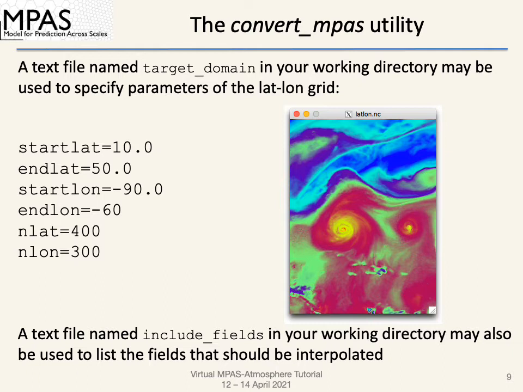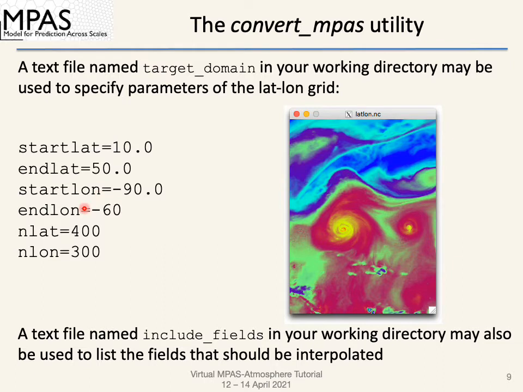So if we would like to interpolate our model output onto something other than a 1/2 degree latitude-longitude global grid, we can provide a text file in our run directory called target_domain. And inside of this file, there are 4 parameters that we can specify. So the first pair of these is the starting latitude and ending latitude of the domain over which we'd like to interpolate. The second of these is the starting longitude and ending longitude. So in other words, we're providing the latitude range and longitude range. And then we can lastly specify the number of latitude points that will be evenly distributed in this latitude range, as well as the number of longitude points that will be evenly distributed in this longitude range.